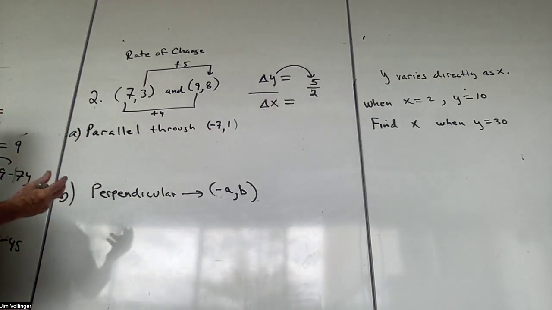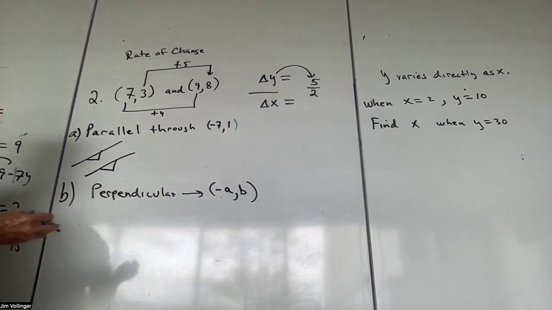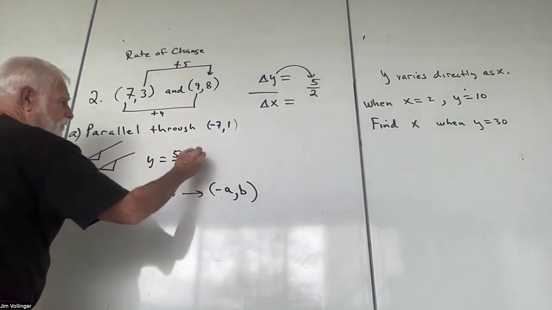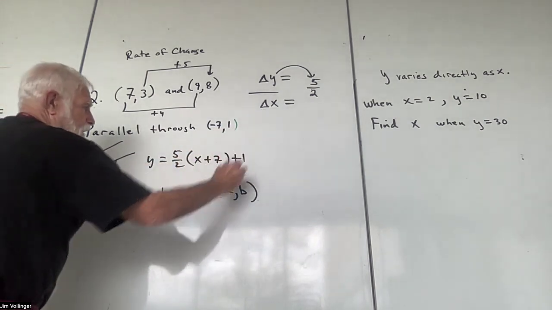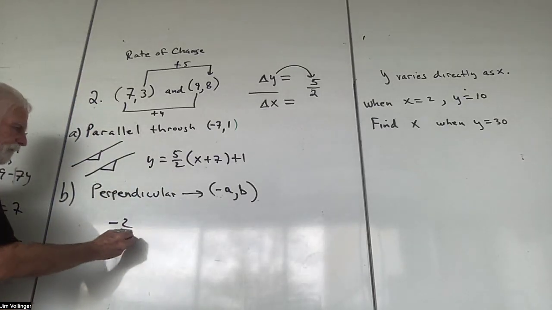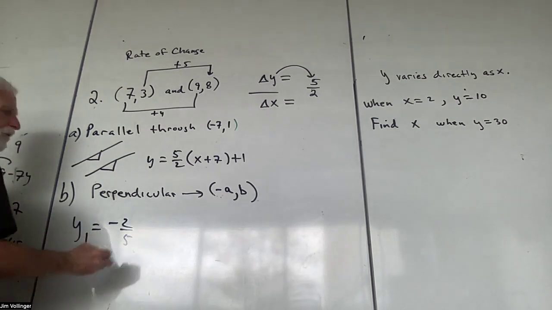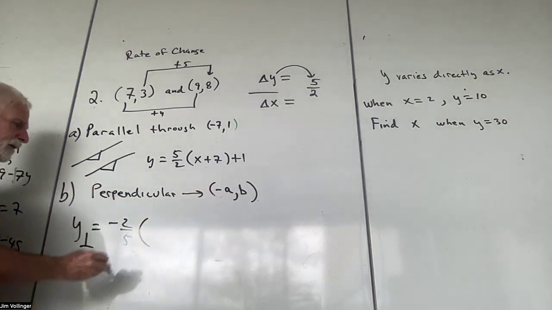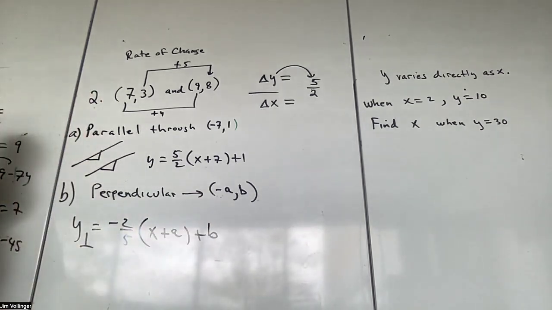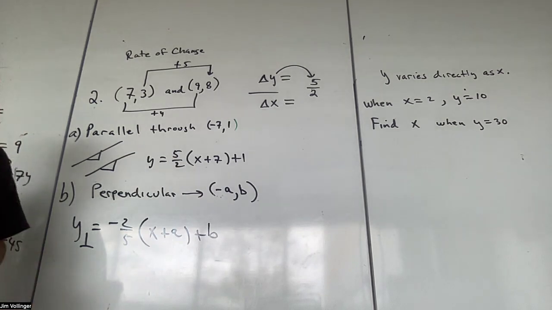If it's parallel, lines have the same slope. Rise over run is the same. So therefore, we have y equals 5 halves x plus 7 plus 1, passing through negative 7, 1. And if it's perpendicular, the negative reciprocal, which is minus 2/5. So the y perpendicular, I'll use that symbol for perpendicular right now, is minus 2/5. I want it to go through minus a, b, then I go x plus a plus b, which is really what I did up here, yeah? Okay, so that's going to be quick and easy.